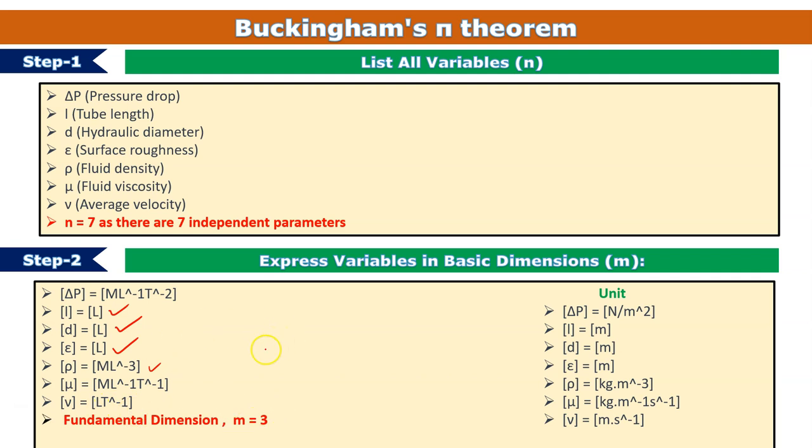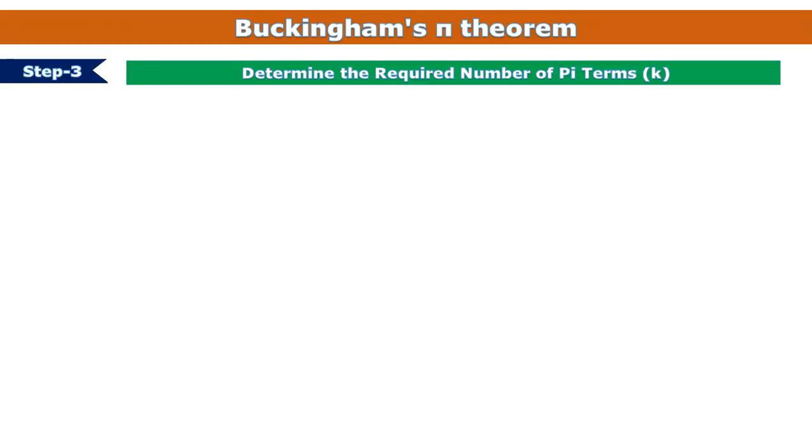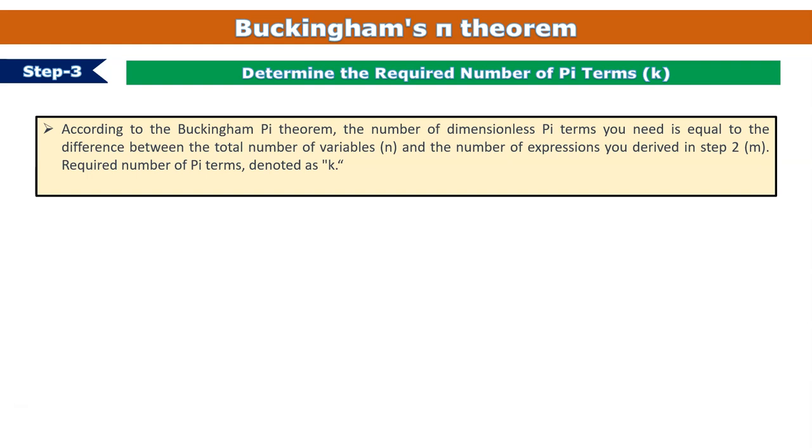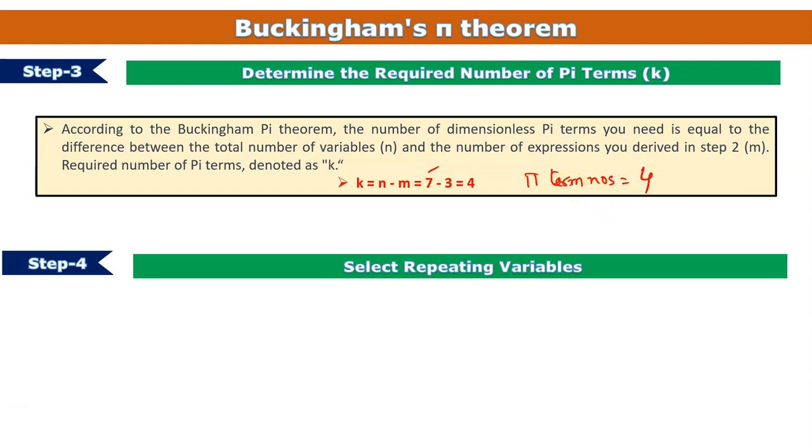So here the fundamental dimensions, in terms of L, T and M, these three are there in all the variables, so m is 3. Now the next step is to determine the required number of pi terms. The number of pi terms is k equal to n minus m, that is 7 minus 3, so 4 pi terms.